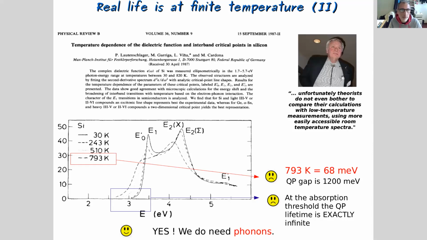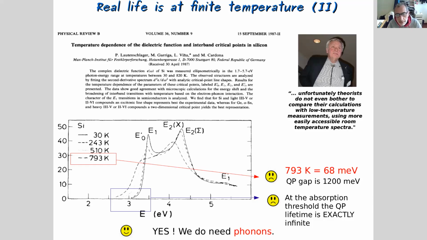This is the famous paper by Cardona, where they measured the finite temperature spectrum of silicon for several temperatures. Cardona has been a very impactful physicist. He was one of the few able to do both theory and experiment. And there is this phrase, supposedly referring to him: unfortunately, theorists don't even bother to compare the calculations with low temperature measurements, using more easily accessible room temperature spectra.